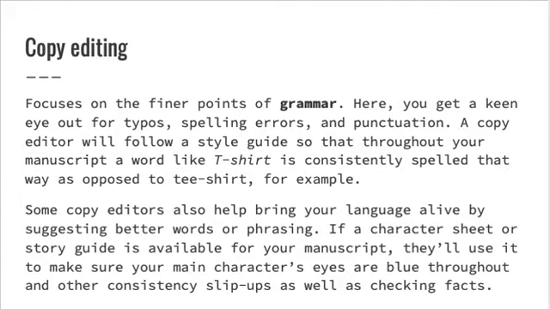Copy editing focuses on the finer points of grammar. Here, you'll get a keen eye out for typos, spelling errors, and punctuation. A copy editor will follow a style guide so that throughout your manuscript, a word like t-shirt is consistently spelled that way as opposed to tee shirt, for example. Some copy editors also help bring your language alive by suggesting better words or phrasing. If a character sheet or story guide is available for your manuscript, they'll use it to make sure your main character's eyes are blue throughout and other consistency slip-ups, as well as checking facts.